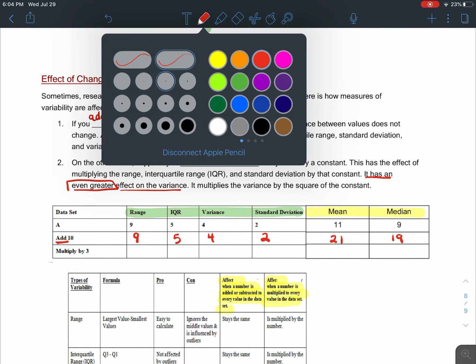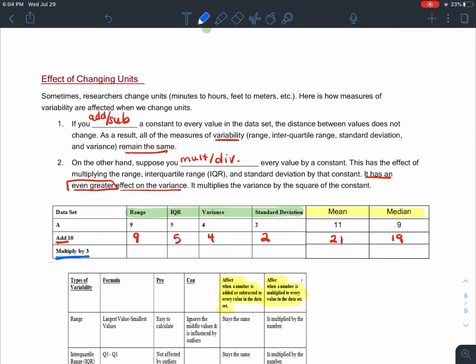Here's where it gets a little bit tricky. Now we're going to talk about what if you were to multiply every number by 3. Well, we know measures of center are going to be affected by that. Remember, you're going back up to the original set and multiplying that original center by 3, so 33. And this would be 33. This would be 27. Now I'm going to hold off on variance for a second. We know measures of spread are affected when you multiply or divide. So each of these three things are going to have this as your new measure of spread.